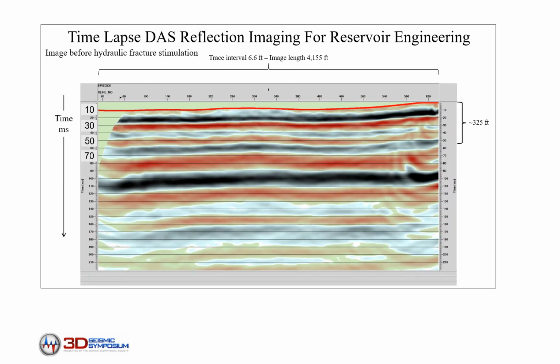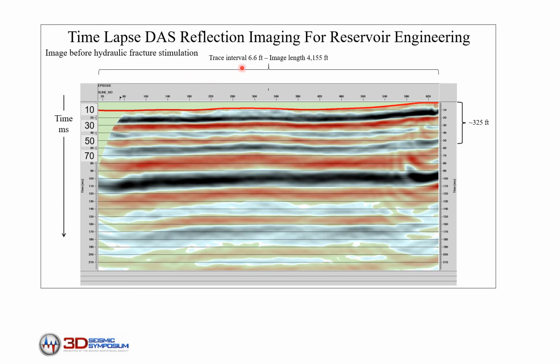So this is the reflection image from the baseline survey. I'll give you a quick orientation here. This axis is two-way time in milliseconds: 10, 20, 30, 50, 70 milliseconds. This red line here is the location of the well borehole, the horizontal borehole. You can see it moves around, it's a little bit toe up.